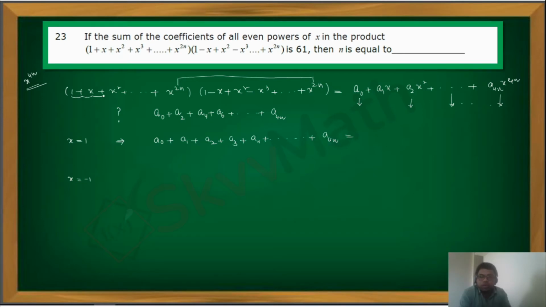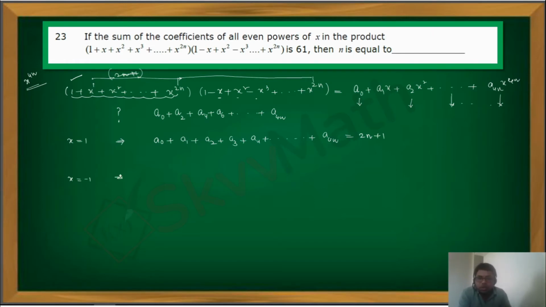you get 1, 1, 1, 1, 1, right? So how many terms are there here? If you count x power 1, 2, 3, like this, you have 2n terms, but with the extra term, totally how many terms do we have? 2n plus 1 terms here and 2n plus 1 terms here. So here we get 1 plus 1 plus 1 plus 1, 2n plus 1 times, so 2n plus 1. Now in the second polynomial, if you substitute x equal to 1, you can see that minus 1 plus 1 will cancel, leaving only 1. So 2n plus 1 into 1 will become 2n plus 1.